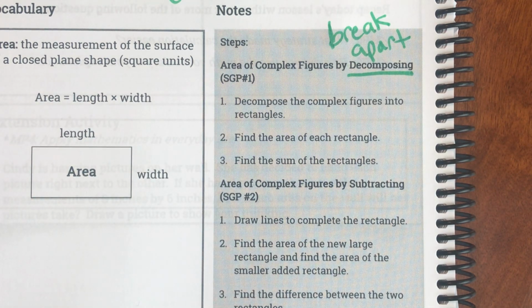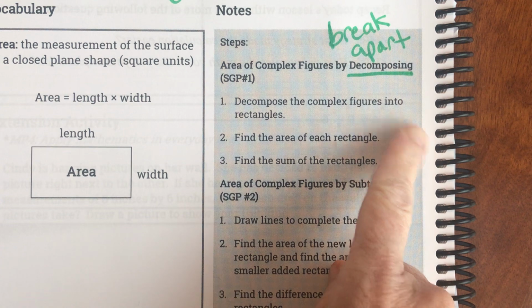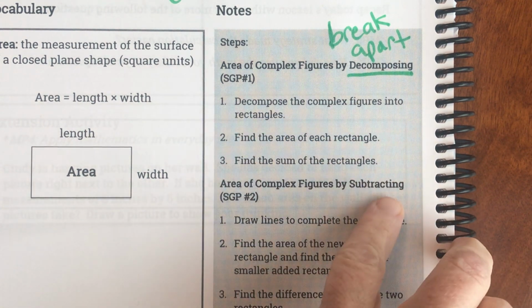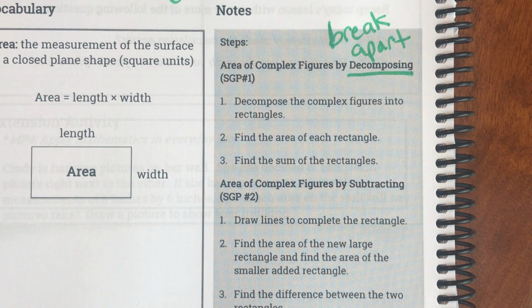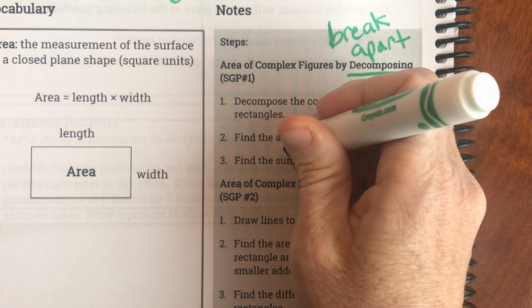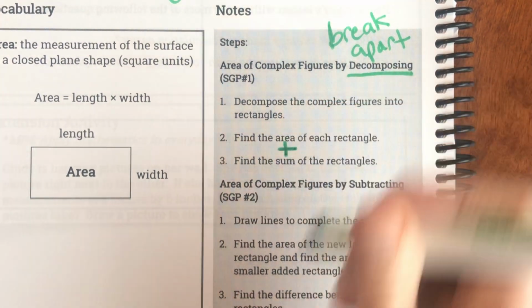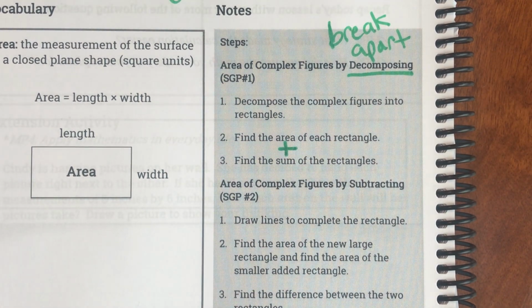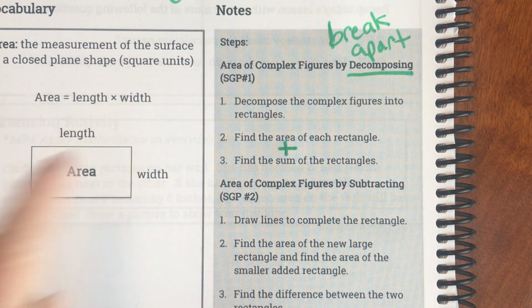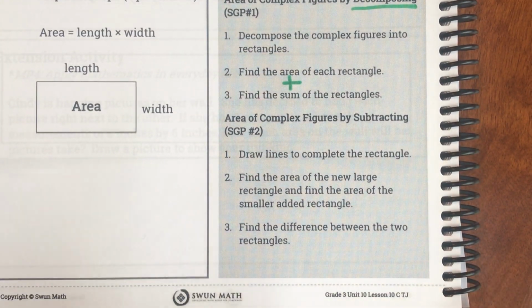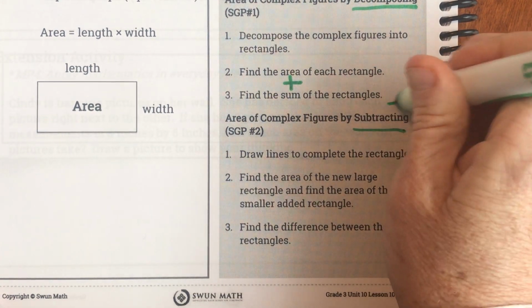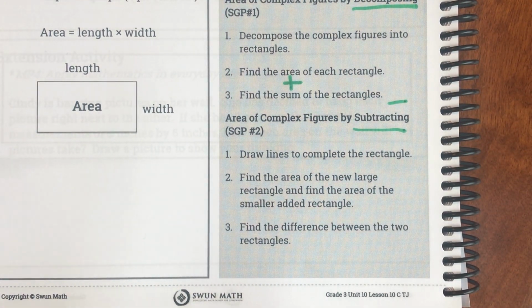So when you decompose, you break apart something. And they tell us here that we're going to decompose the complex figures into rectangles. So we're going to break it apart into rectangles. Then we're going to find the area of each rectangle and find the sum of the rectangles. Sum is a word that means we're going to add. So some of our problems we're going to use these steps, and then some of our problems we're going to be finding the area of our complex figures by subtracting. I think we know that, here's our subtraction sign. So we're not going to worry about those steps just yet.